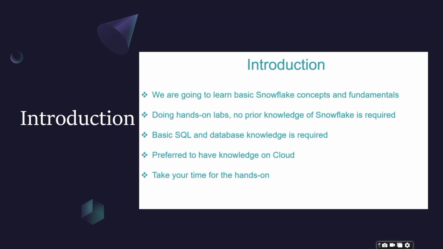It is preferable to have some knowledge of the cloud also. Some knowledge of cloud services is required, but if you don't have any, that's okay. We will discuss the cloud knowledge later on. Take your time on the hands on. I will do lots of practicals in this series. Theory is also important, but practicals are very important, because without practicals, how can we implement Snowflake concepts in our real time projects?